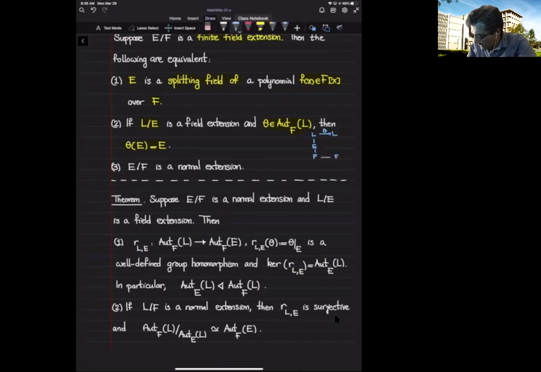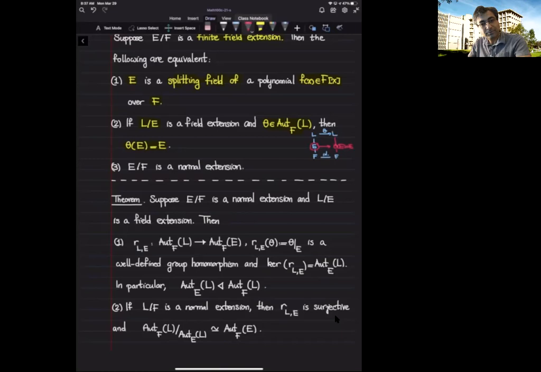And then what I'm saying is that definitely this theta is going to send E to itself. So this is sent to itself. So that's the second property. It's equivalent to saying that E is a splitting field of some polynomial over the base field, capital F.